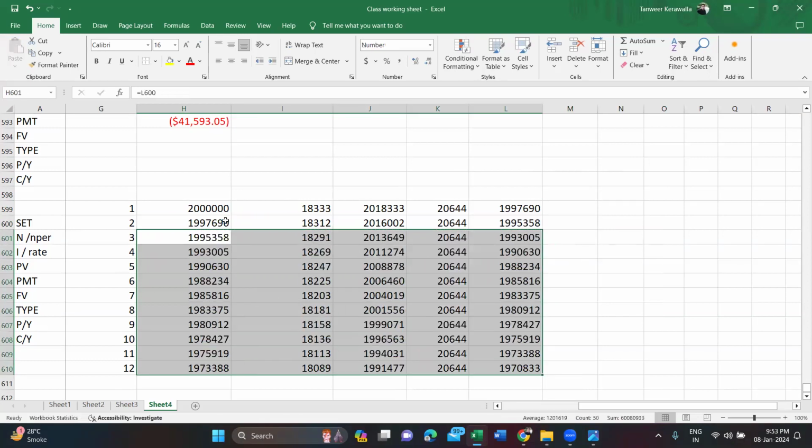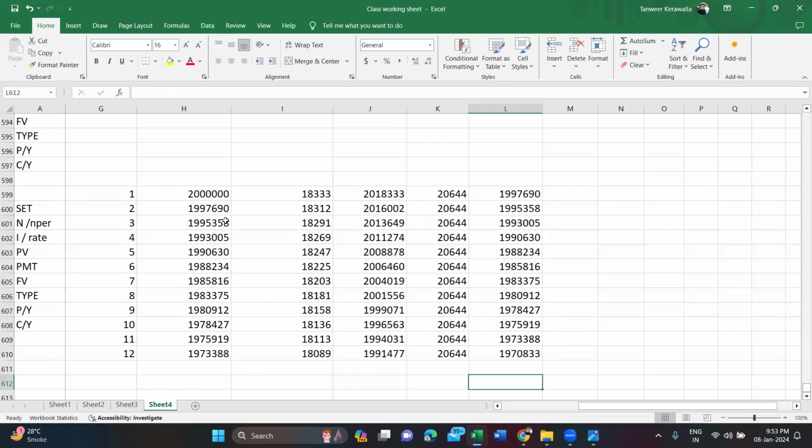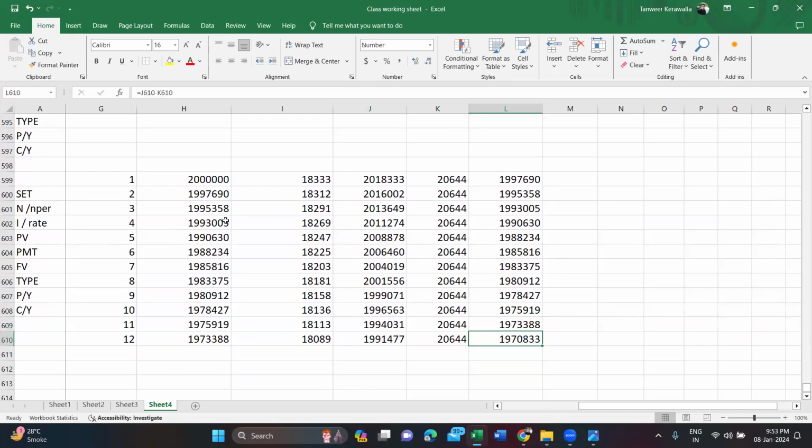So after 12 months, your balance is about 19 lakhs 70,833. You have paid interest of this much amount. You have paid interest and you have paid the EMI. So basically, 20 lakhs minus 19 lakhs 70. How much actual principal amount have you paid in 1 year?